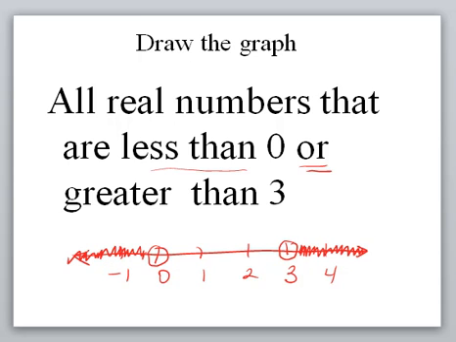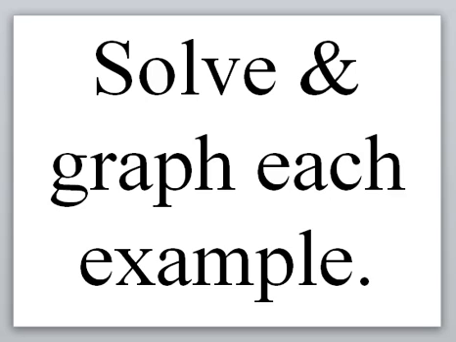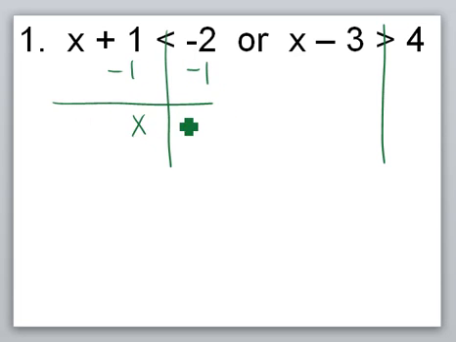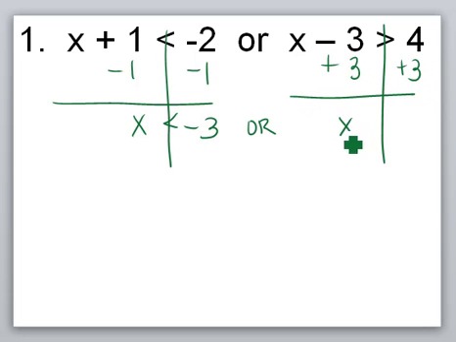The outer parts of the graph are shaded. What we're going to be doing now is solving and graphing. We're going to solve inequalities just like we normally do. So these are just one-step inequalities, both of these. This one you need to subtract 1 on both sides to get the x by itself. We're going to write the word or between it. And this one on the right, we're going to add 3 to both sides to get x by itself. So x is greater than 7.